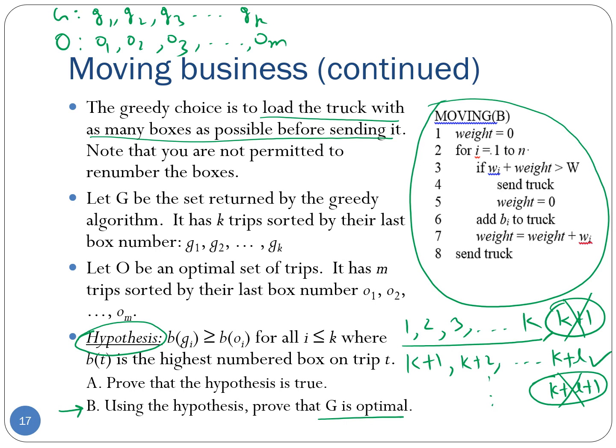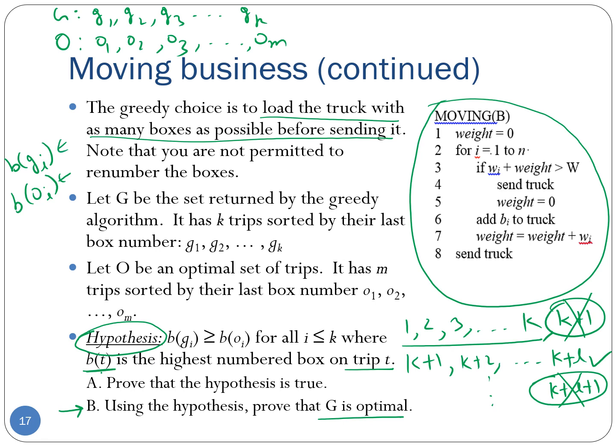Let's further assume that we have some function b of t such that b of t is the highest number box that was sent on trip t. So basically, if you say b of gi, this will give you the highest number box that was sent by the greedy algorithm in the ith trip. Similarly, b of oi will tell us the highest number box that was sent by the optimal algorithm in the ith trip.